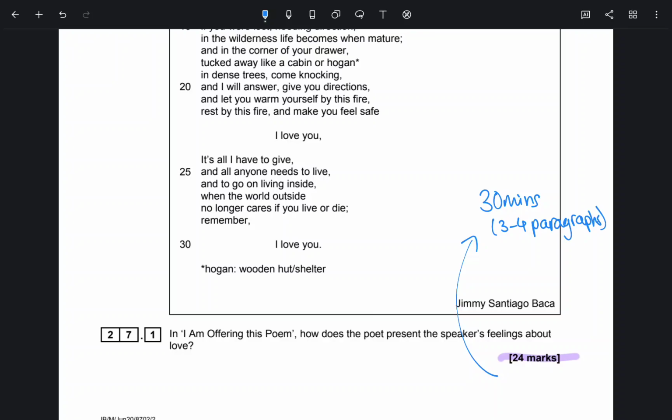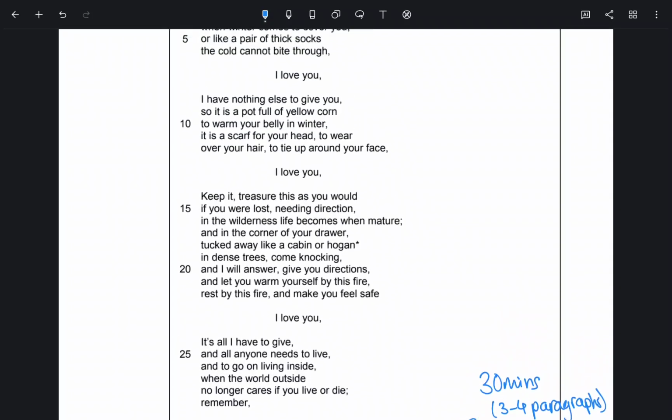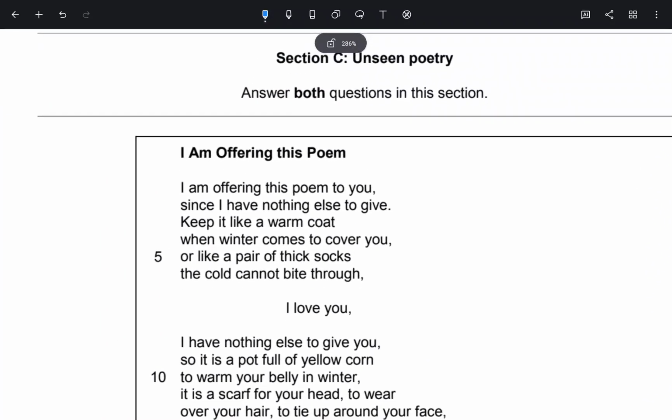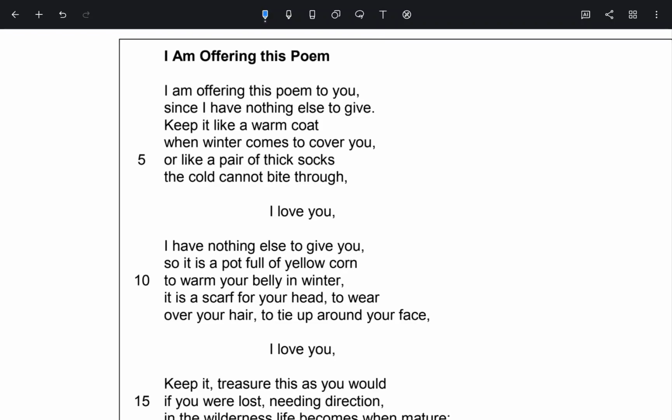And remember, look at the keywords within the question. The speaker's feelings about love. So you need to find quotes that actually indicate that. So my advice to you, when you look at the unseen poetry in your exam, make sure whilst you are reading, you are annotating. Don't leave the poem blank. That's where a lot of students go wrong and they struggle to answer the question. Make sure when you're reading, annotate, highlight, because that will definitely help you in preparation for the comparison question, and it'll save you time importantly.